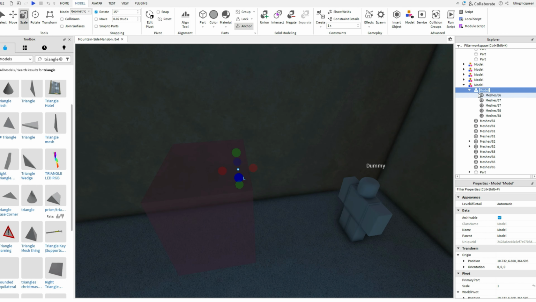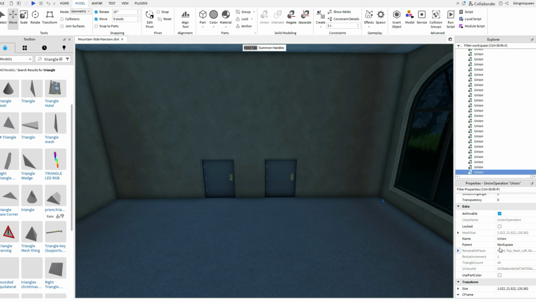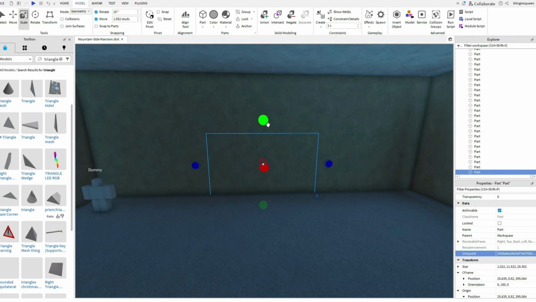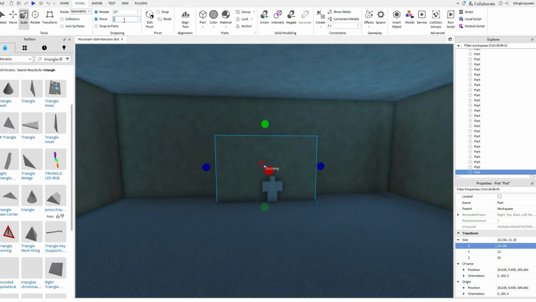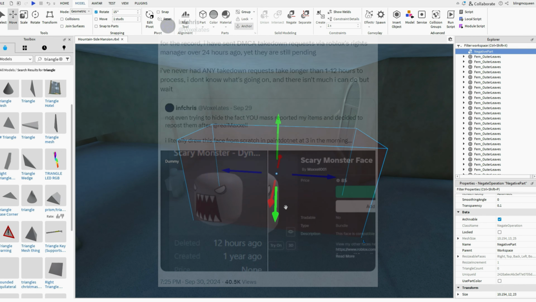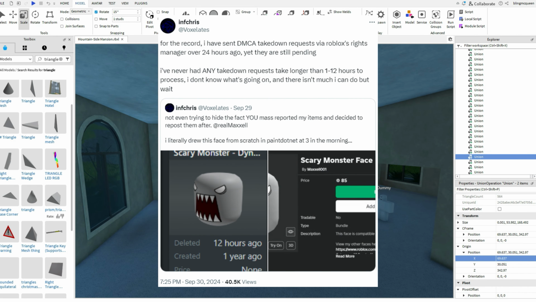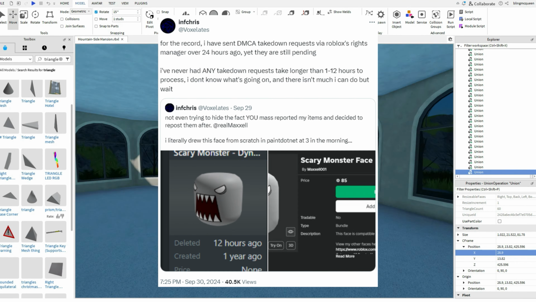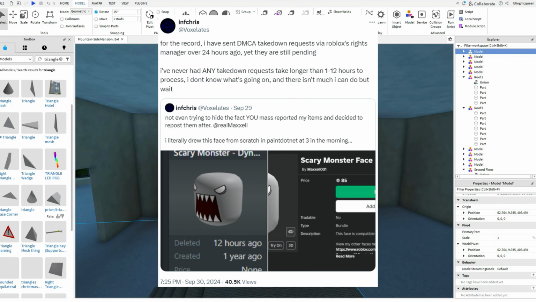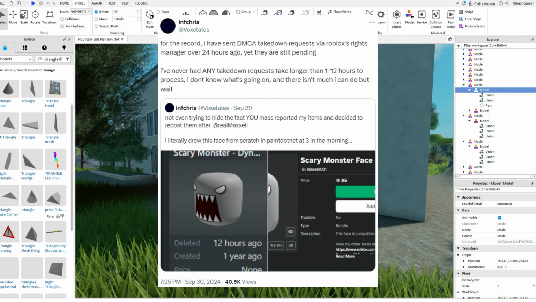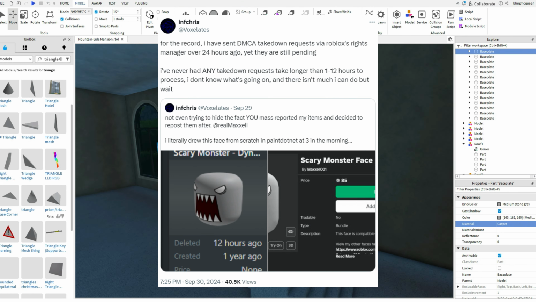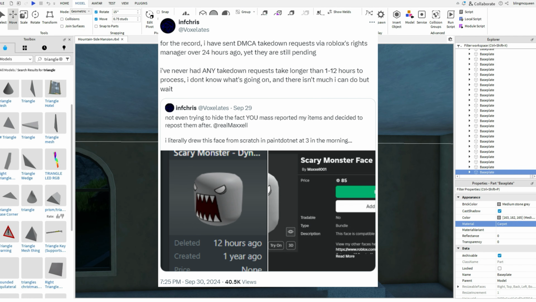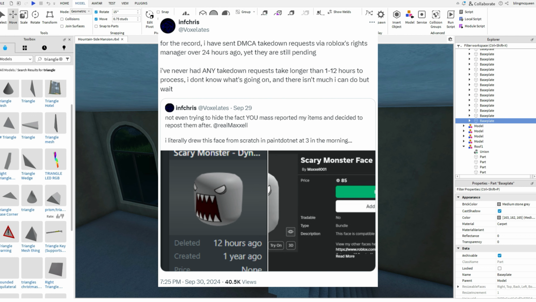Truly delusional. Now, this all happened on a singular day, September 29th, but on September 30th, Chris would provide an update on the situation, stating, "For the record, I have sent DMCA takedown requests via Roblox's rights manager over 24 hours ago, yet they are still pending. I've never had any takedown requests take longer than 1 to 12 hours to process. I don't know what's going on, and there isn't much I can do but wait."